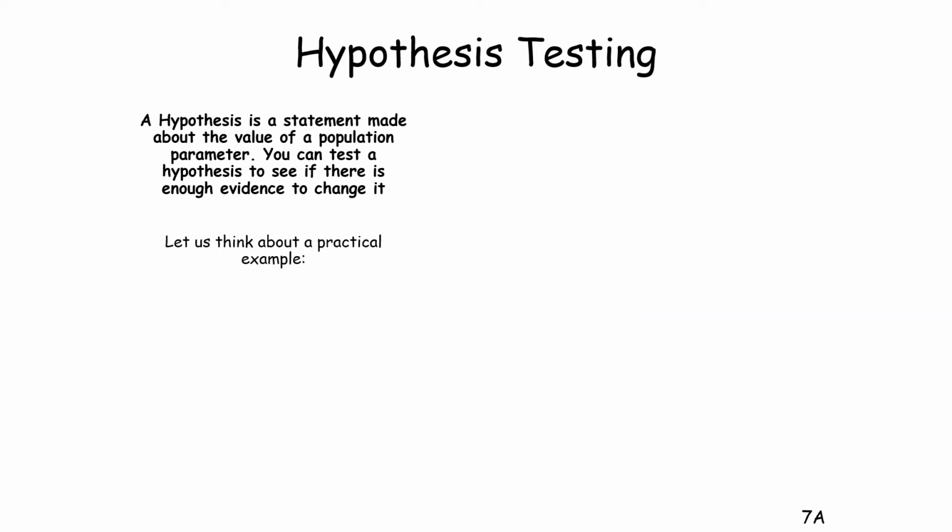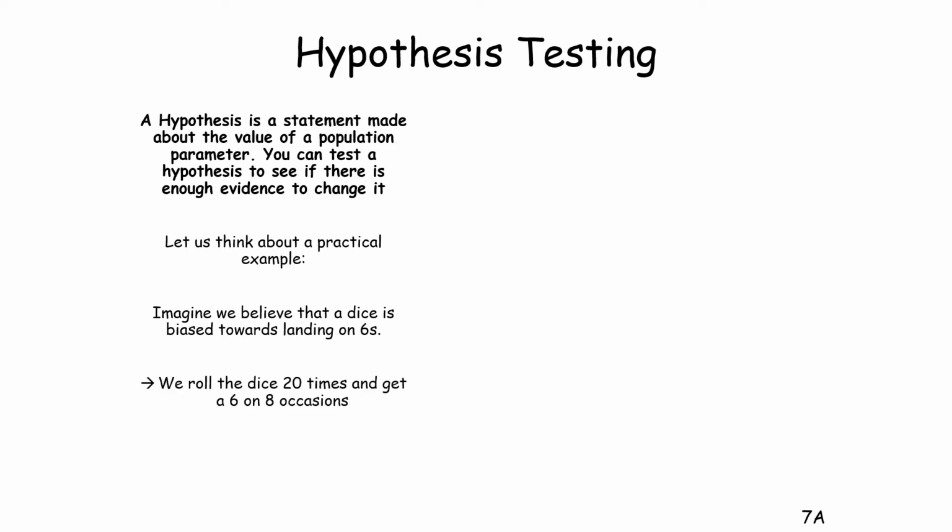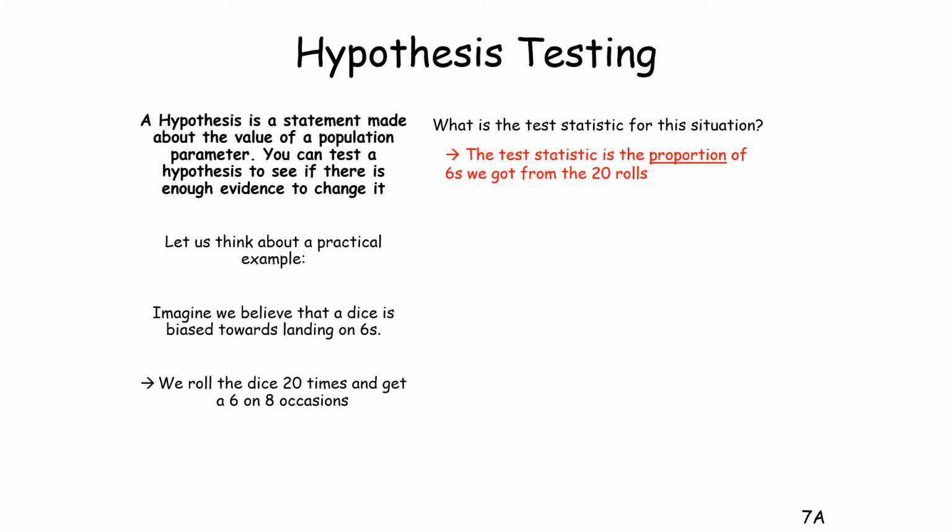So let us think about a more practical example. Imagine we believe that a die is biased towards landing on 6s. We rolled the die 20 times and we got a 6 on 8 occasions. What is the test statistic for this situation? The test statistic is the proportion of 6s we got from the 20 rolls.